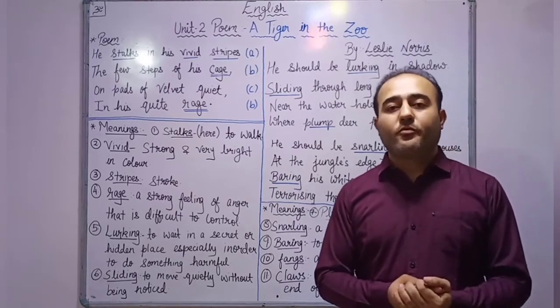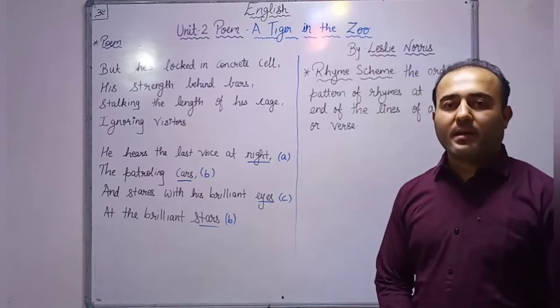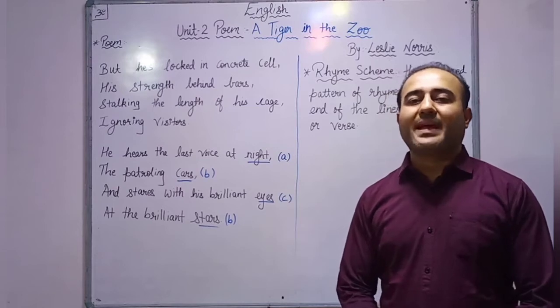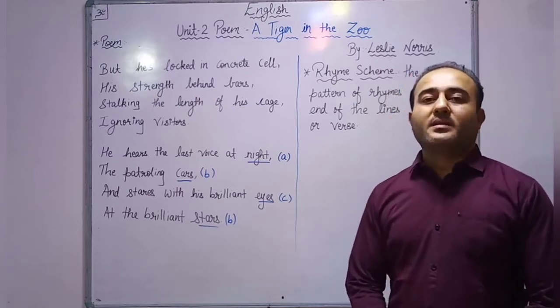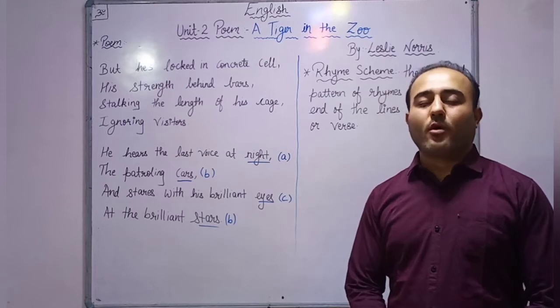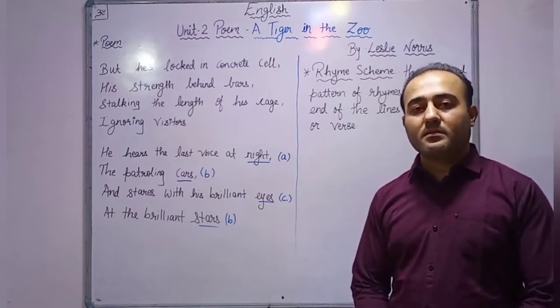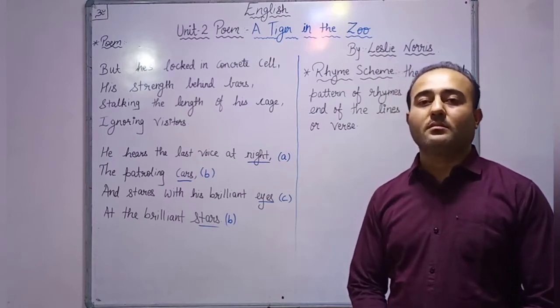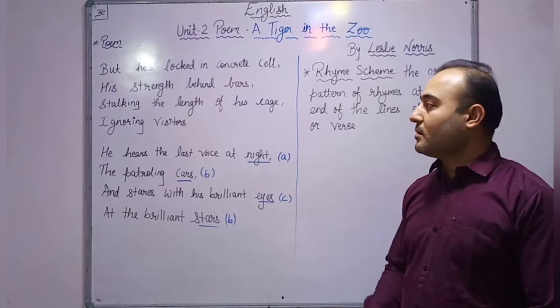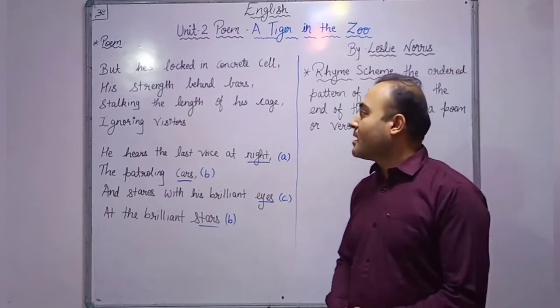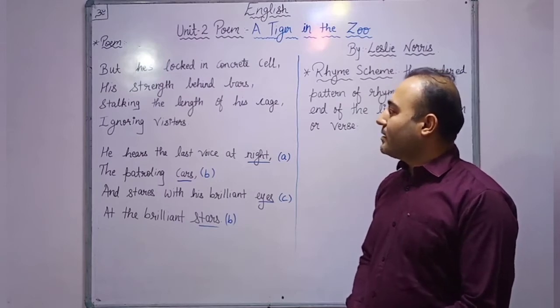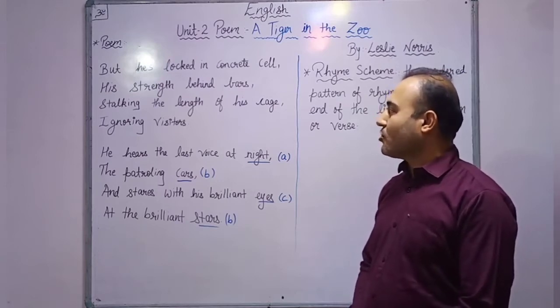In the fourth paragraph or the stanza, the poet stops imagining the life of the tiger in its natural habitat, that is the forest or the jungle, and returns to its real one, that is the life in the zoo or the cage. How? We can see from the fourth paragraph, that is, he says, but he is locked in concrete cell, his strength behind bars, stalking the length of his cage, ignoring visitors.